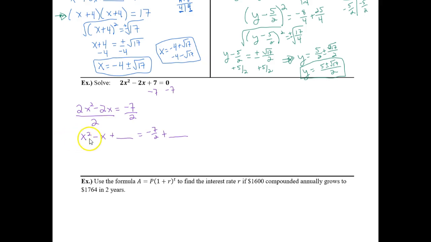B in this case is negative 1. So I'll have negative 1 divided by 2 and square it. Negative 1 times negative 1 is positive 1. 2 times 2 is 4. So I'm going to add 1/4 to both sides of my equation.